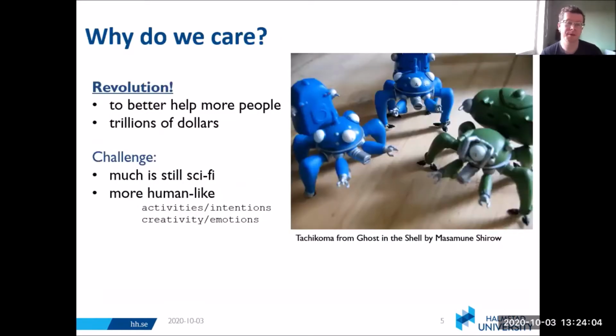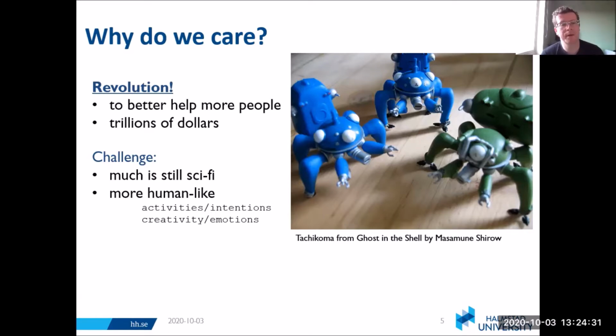Why do we care about this type of thing? Well, there's actually a revolution going on right now in areas like artificial intelligence and robotics, where we're trying to build systems to better help more people. And this can be seen from, for example, the Sustainable Development Goals in Agenda 2030. There's really so many different areas where this kind of technology can be brought in.